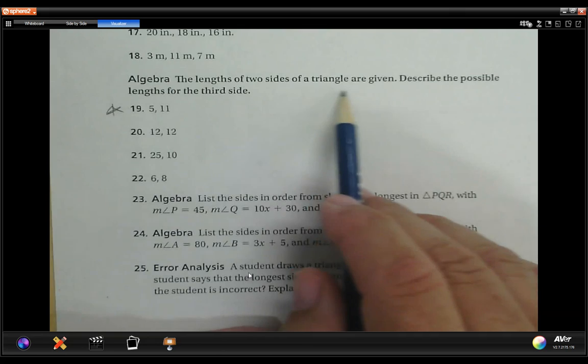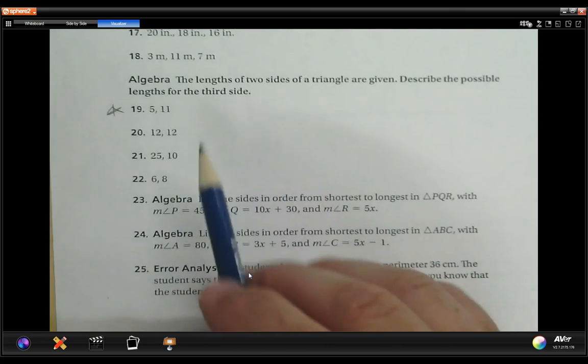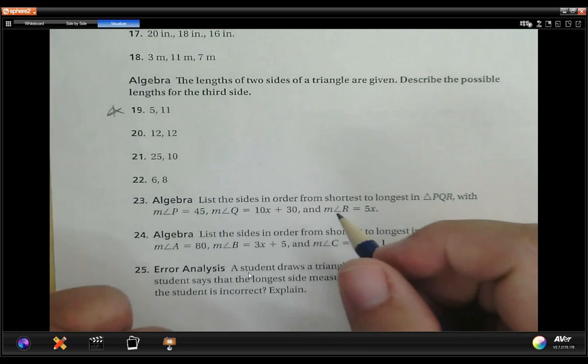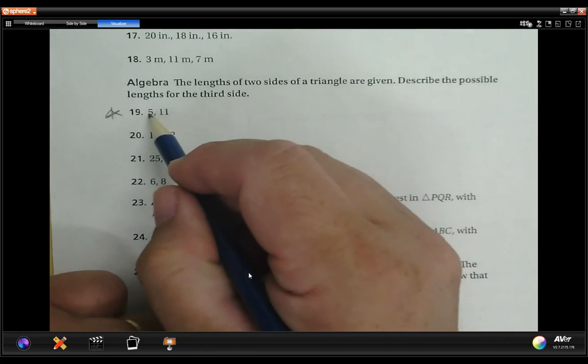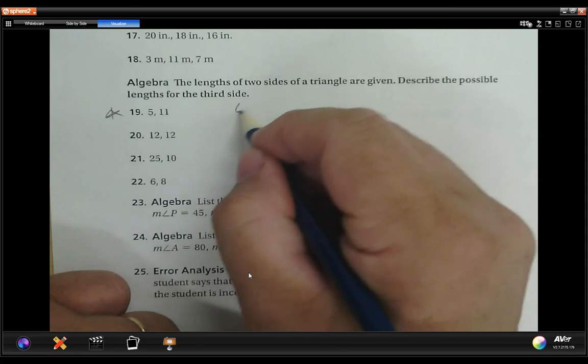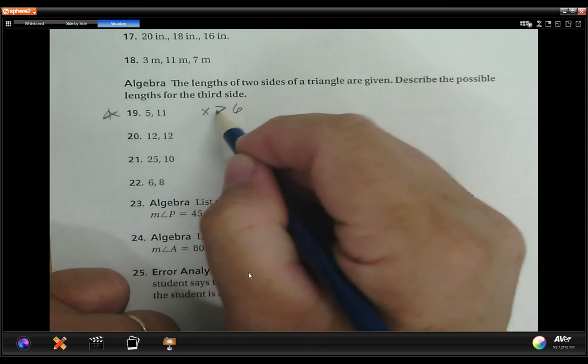Again, number 19, we'll go through one of these right quick. The lengths of two sides of any triangle are given. Describe the possible lengths for the third side. So there's a number of different lengths that this could be, but here's all you have to do. Take 11 minus 5, which equals 6. So that means X has to be greater than 6.